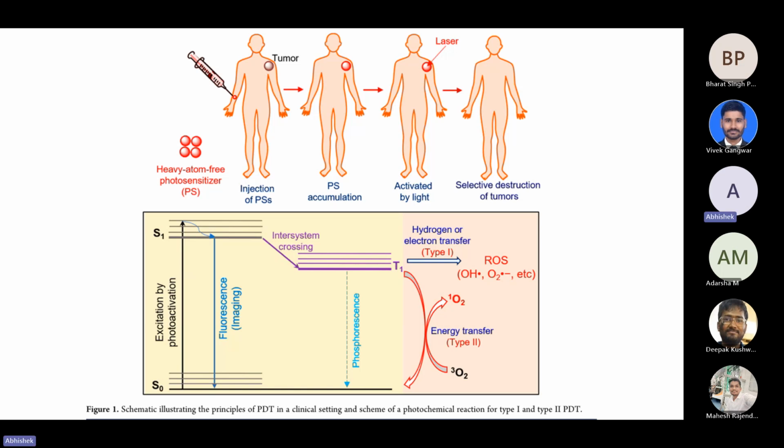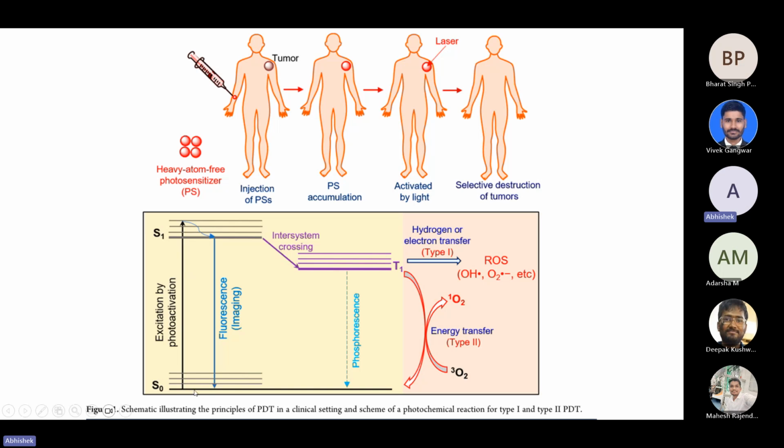Now, the mechanism of how this heavy atom free photosensitizer works. First, the photosensitizer is injected into our body, followed by its accumulation, then it is activated by light, and then selective destruction of the tumor takes place. The mechanism of this process is explained by the Jablonski diagram.